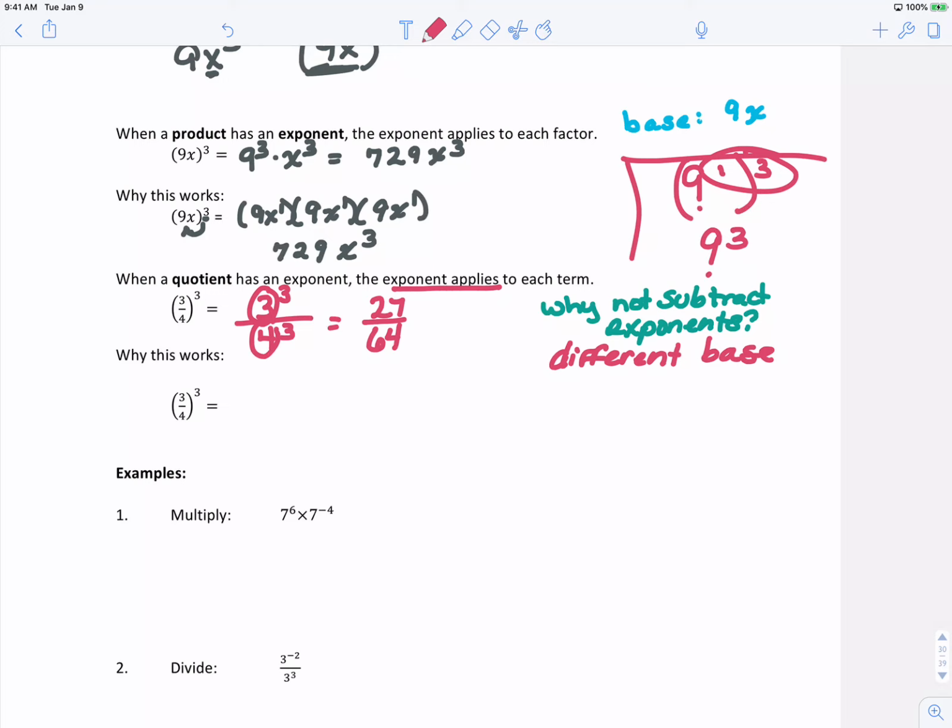So why does this work? Well, 3/4 to the third is going to get written 3 times, because the base getting the exponent is 3/4. And that's where your 27 over 64 comes in.